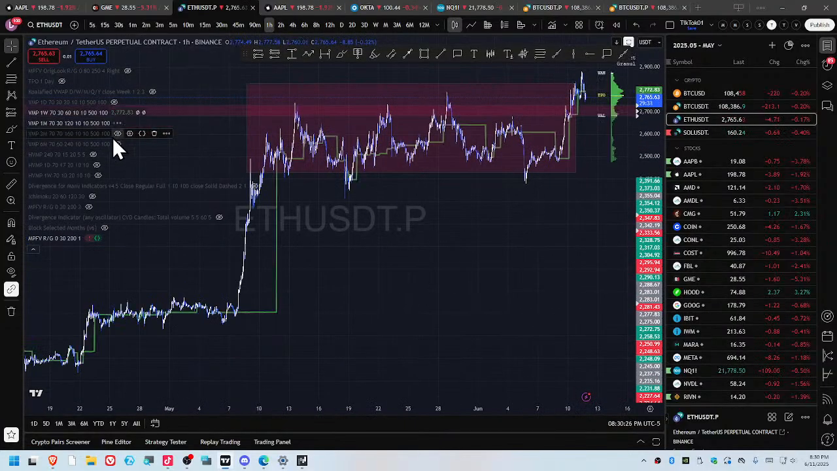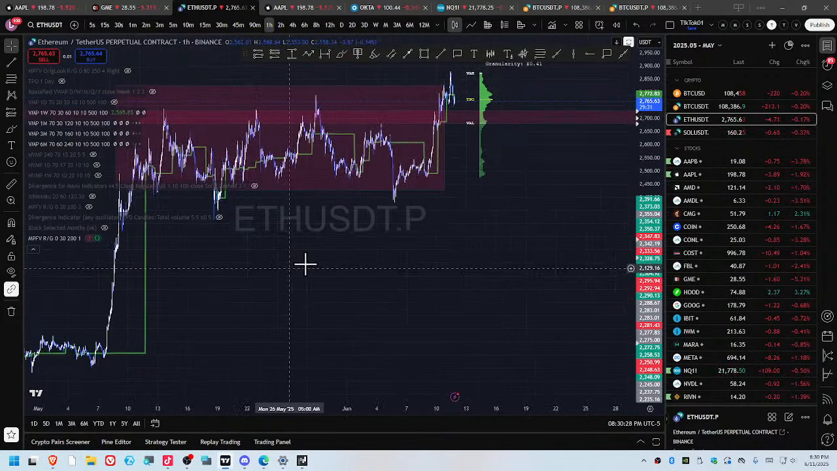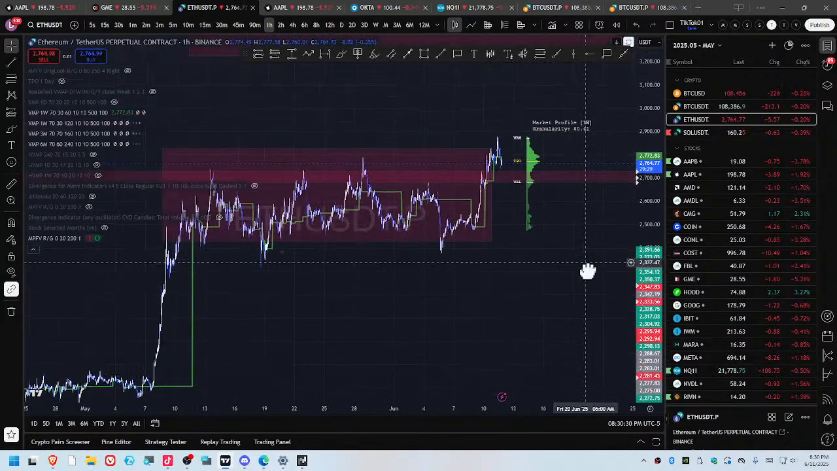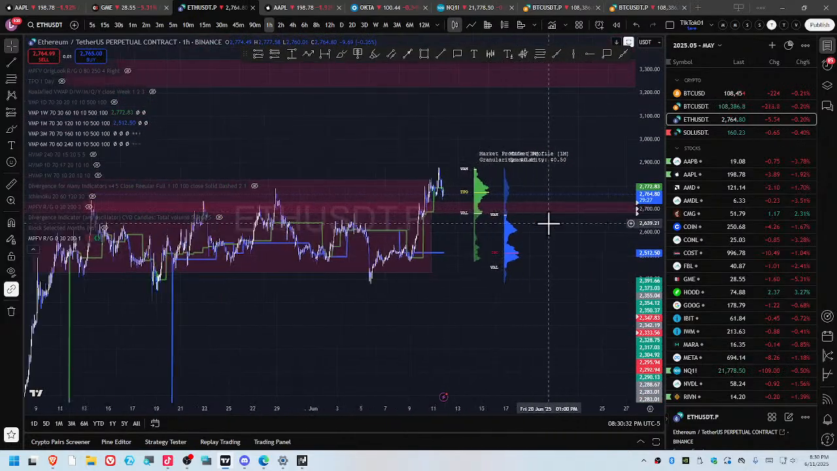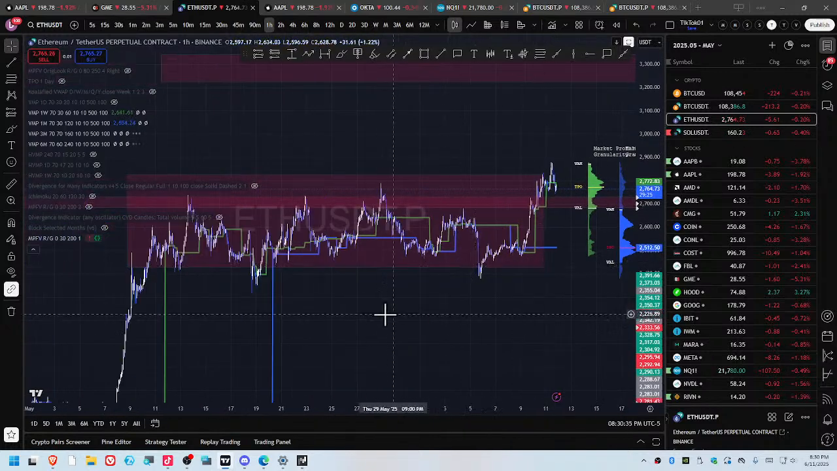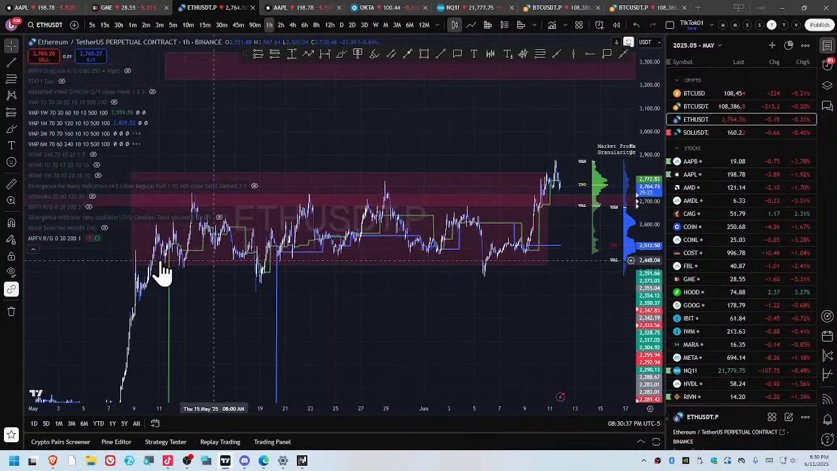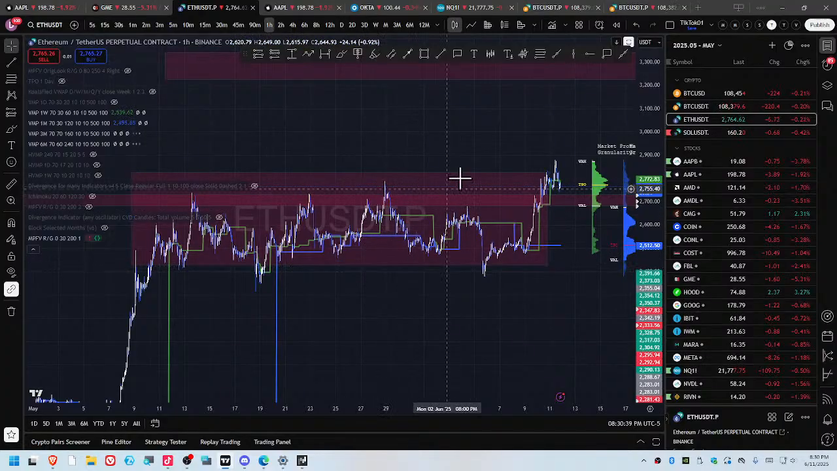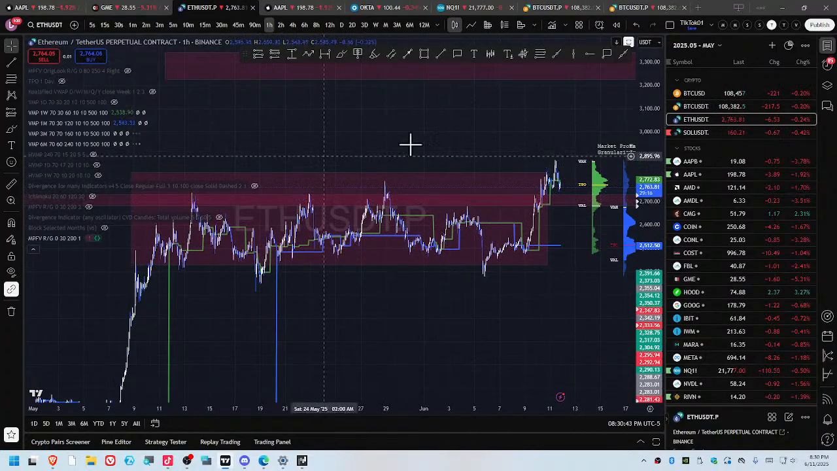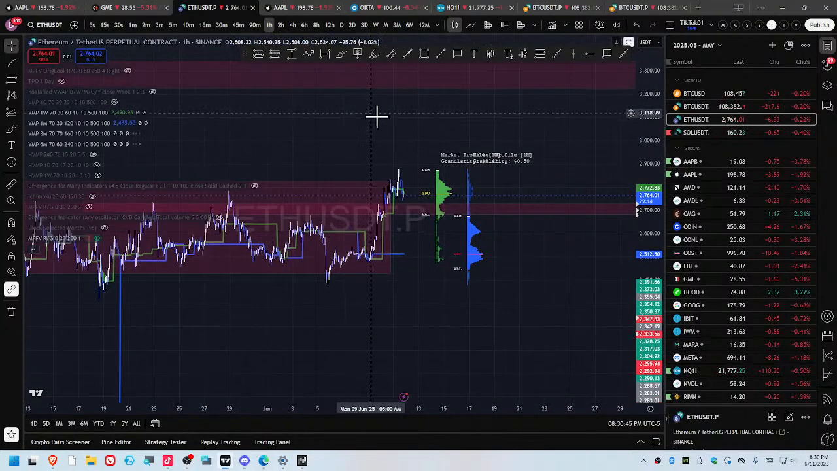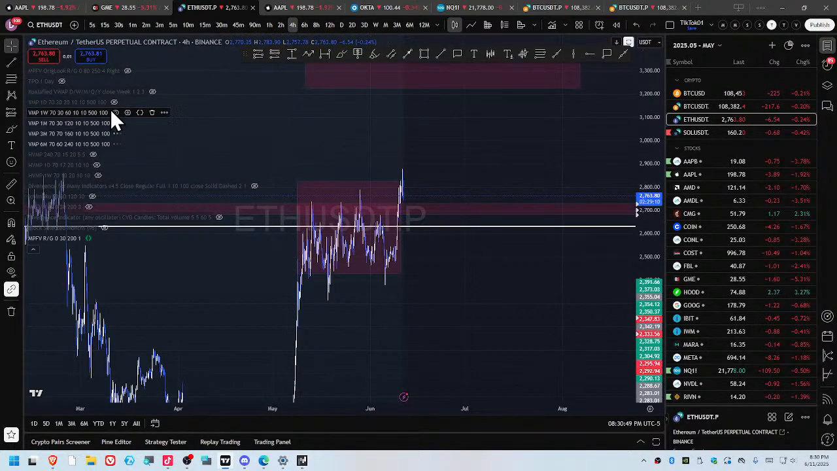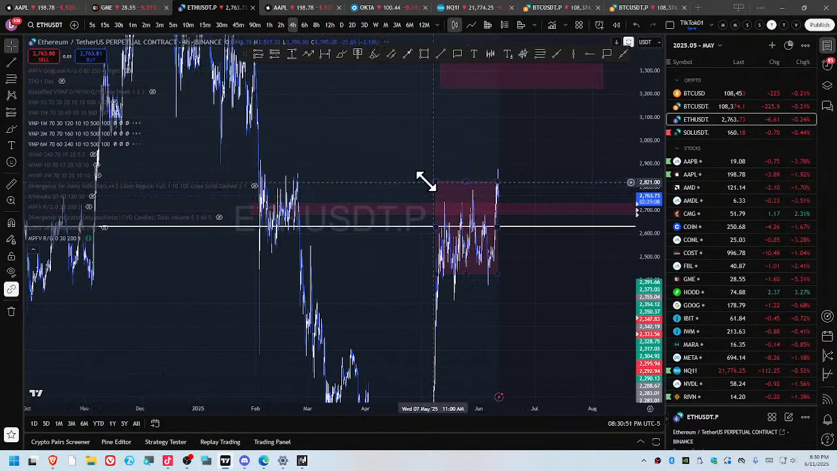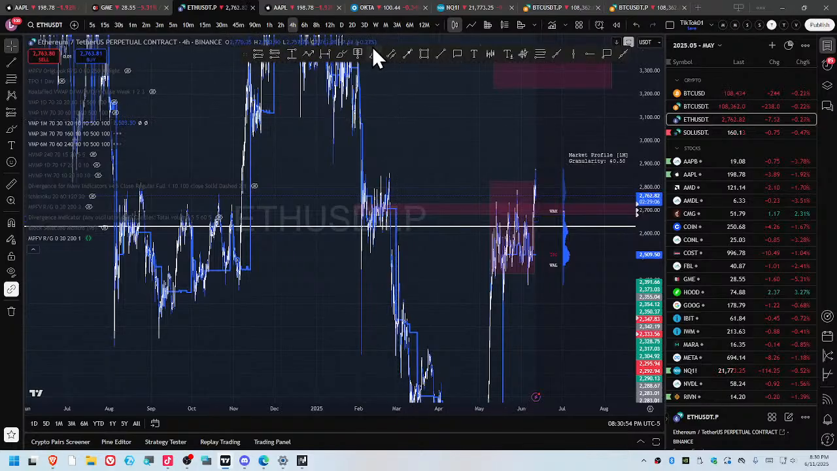Let me turn on. So this one I think was a very long-term one, but we were chopping around in this price zone earlier, and then we finally expanded to the upside above. Let's see, make it higher. I know it's pretty high time frame. I'm just going to the daily.